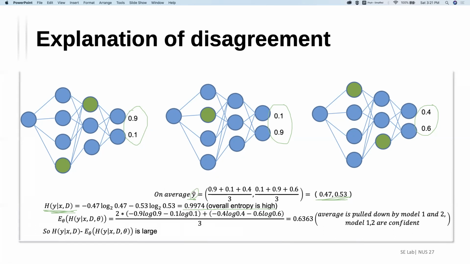Right. Is that how you calculated it? So you are calculating the average y hat. Why are you calculating the average y hat? Because you remember when I introduced the formula of predictive distribution, it's actually a weighted average of predictions over all possible theta. Okay, so anyway, we get an average y hat.